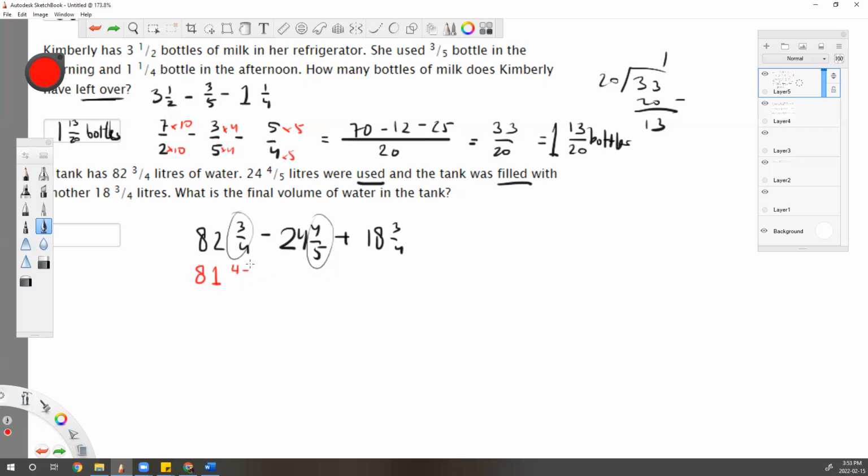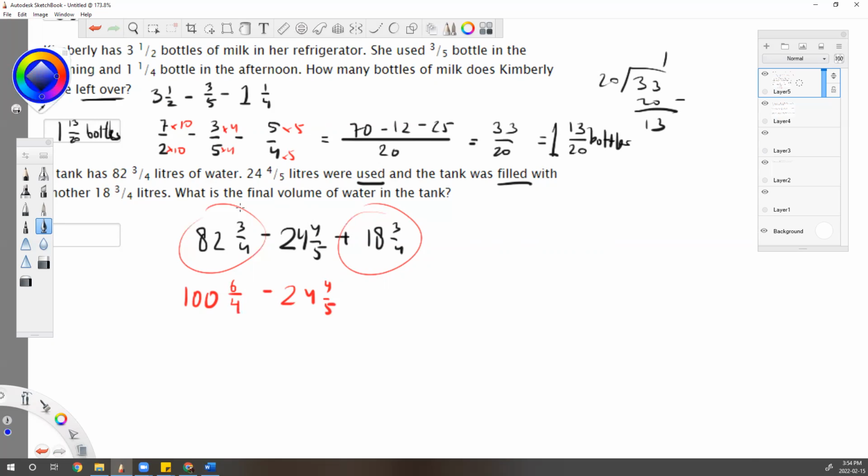Another way. Wait, another way. You don't have to do the subtraction first. You can do the addition, right? 82 plus 18 is 100, right? 3 over 4 plus 3 over 4 is 6 over 4. See, 3 and 3. And subtract 24, 4 over 5. Right, so this is our first priority. There you go. So you can see this kind of working.